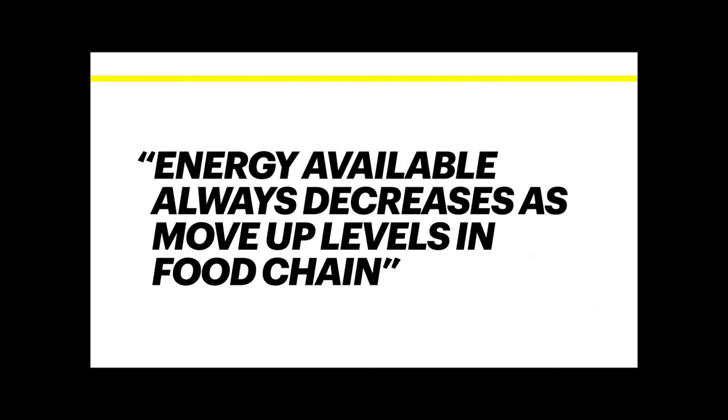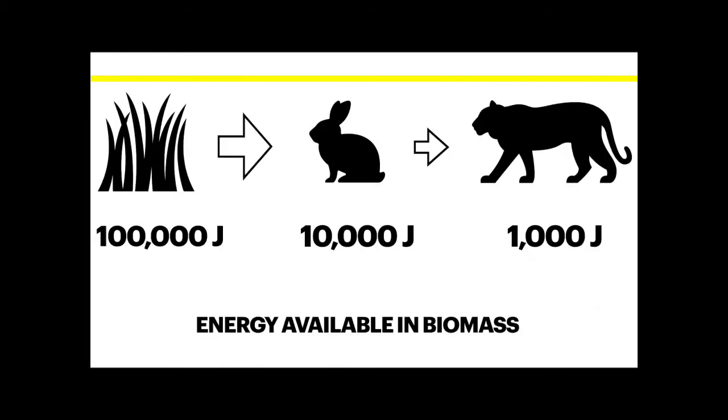Okay, so energy always decreases as we move up levels in a food chain. So rather than looking at pyramids of numbers, we can start to look at the pyramids of energy. The energy that's available in the biomass. Remember, it's the energy that's used to grow by the organism that's available to whatever consumes it. So the plant's got 100,000 joules there for growth. When the rabbit eats the plant, it's going to get a small quantity of that, so it'll get 10,000 joules. It's going to use some for growth.